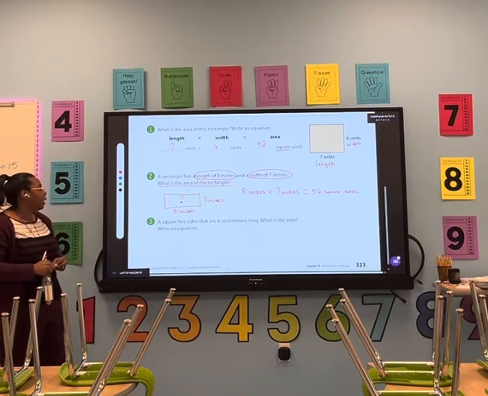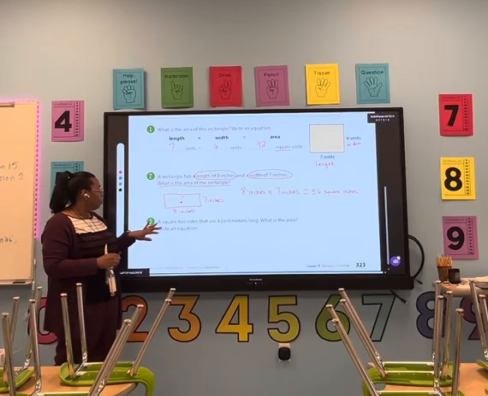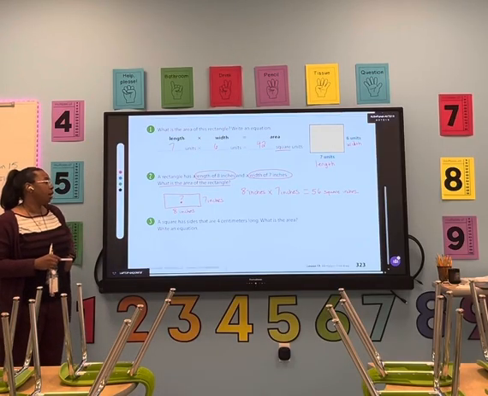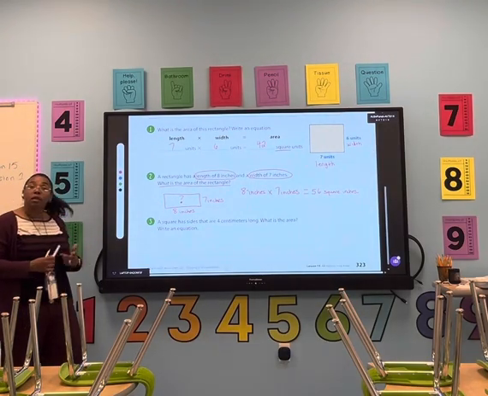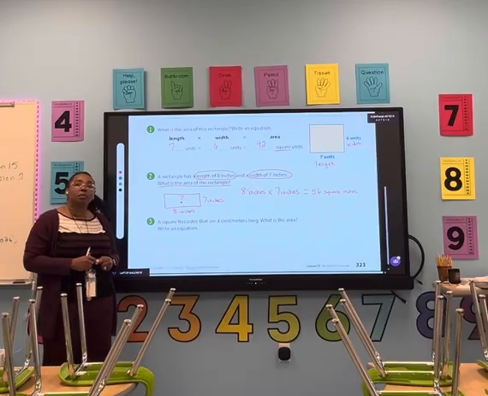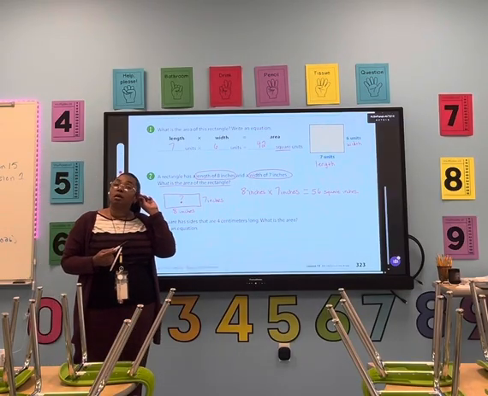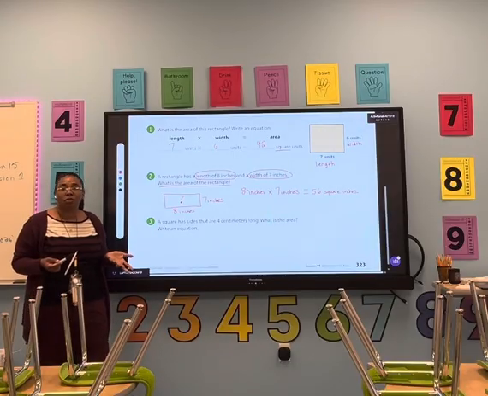Okay, let's go ahead and go to number 3. Number 3 says a square has sides that are 4 centimeters long. What is the area? Write an equation. Okay, that's fine. We can do that. That's no problem. So I want you to notice there's something special about this one, something a little bit different.